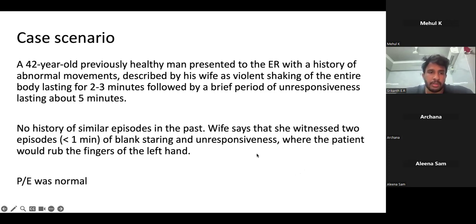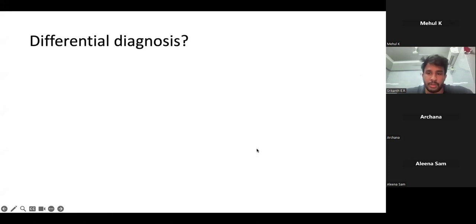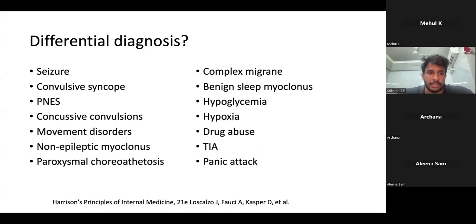So here, the first thing you should think about: what are the differentials that you have? What are your differential diagnoses? If you look at a textbook, there's a huge list of differentials for seizures: seizures, convulsive syncope, psychogenic non-epileptic or pseudo seizures, that is PNES, concussive convulsions, movement disorders, non-epileptic myoclonus, paroxysmal choreoathetosis, complex migraines, and the others.